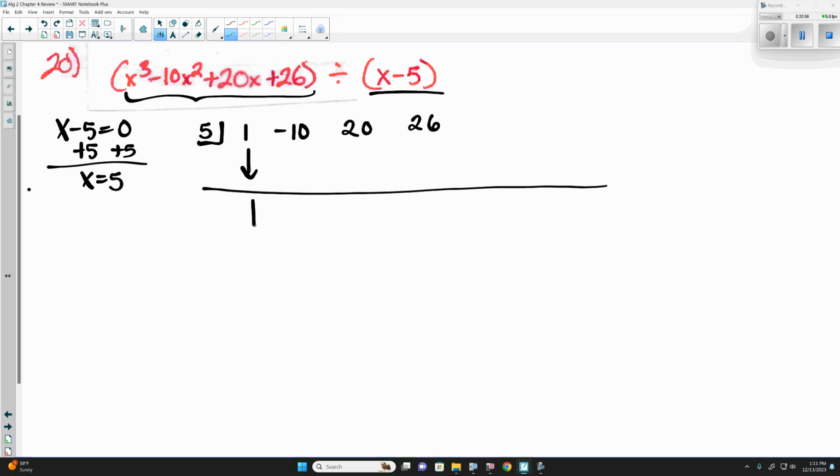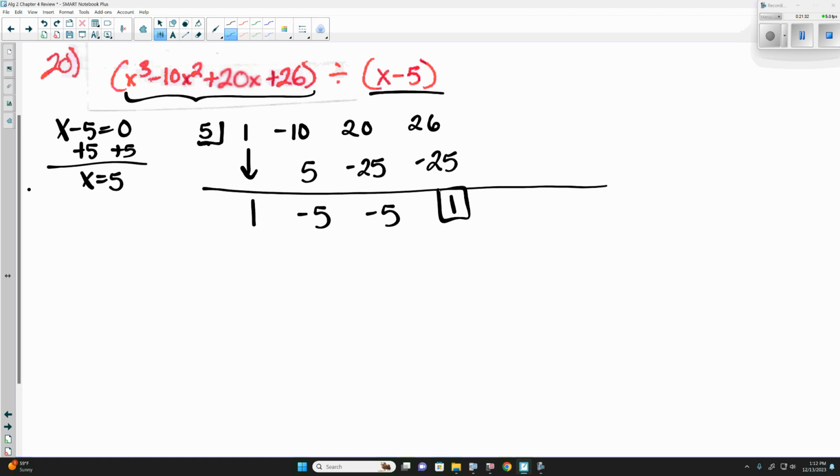Questions on this here? Now we do the synthetic division. We'll do 5 times 1, which is 5. Negative 10 plus 5 is? 5 times negative 5 is? Negative 25. 20 plus negative 25 is? 5 times negative 5 is? Negative 25. And 26 plus negative 25 is? 1.